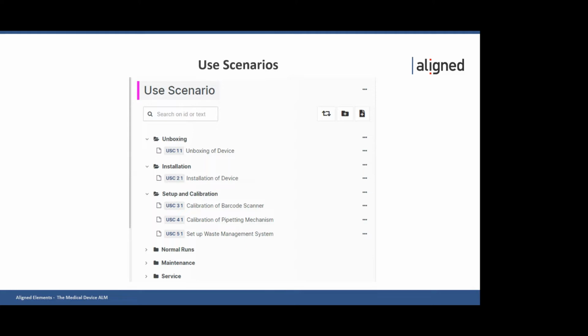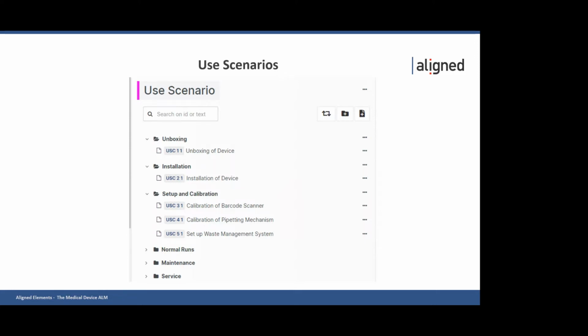contexts where the user will interact with the device. For example, the user will probably perform some kind of unboxing, some kind of installation. Maybe there are setup and calibration, there are normal runs, there are maintenance, there is service, there are maybe decommissioning. And we know that there's going to be an interaction between a user of some sort and the device when we do this. So these are candidates for our use scenarios.